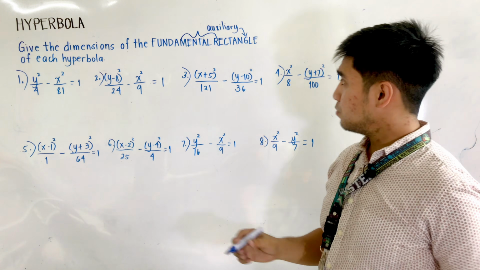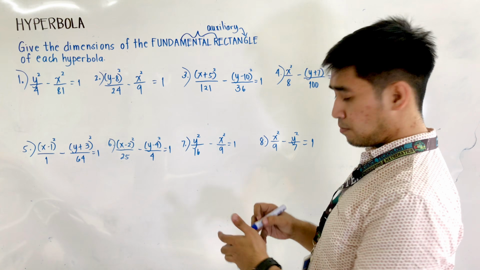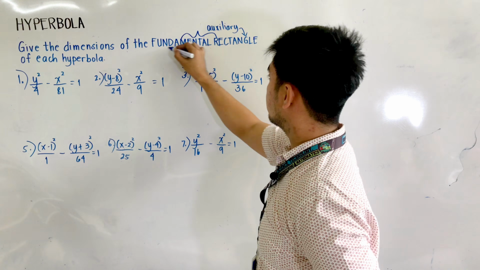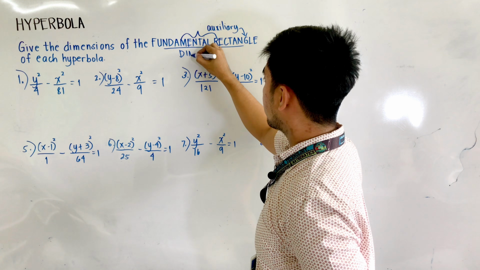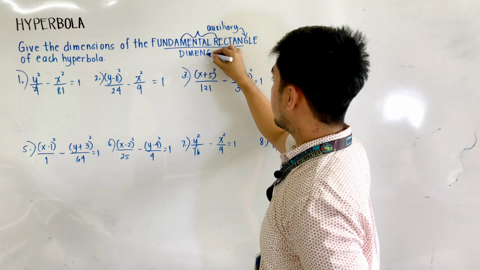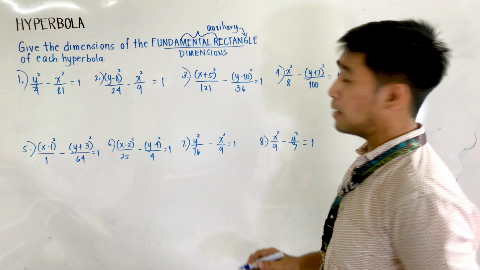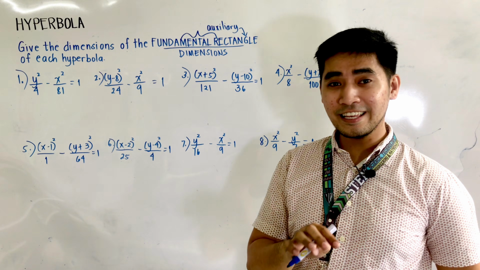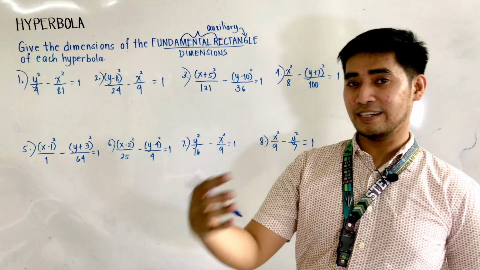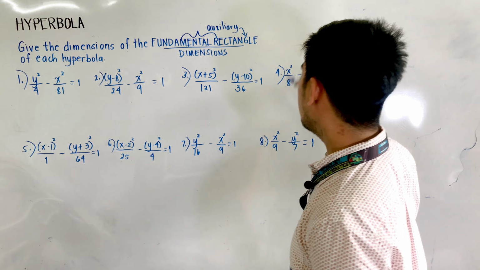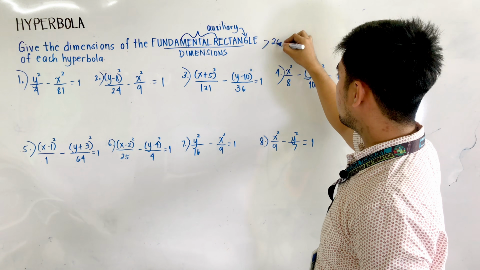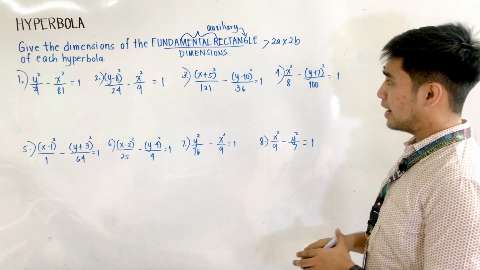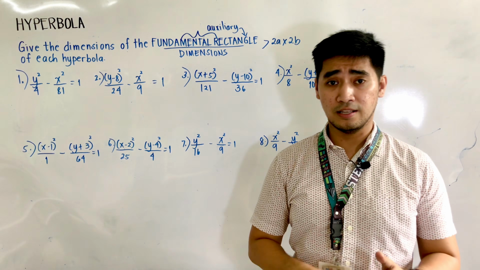Okay? And when we say the auxiliary rectangle, therefore, we are asked to get its dimensions. And what is the dimension of the fundamental rectangle or the auxiliary rectangle? Again, that is very simple. That is just 2a by 2b. So why do we need to get the dimensions of the auxiliary rectangle?